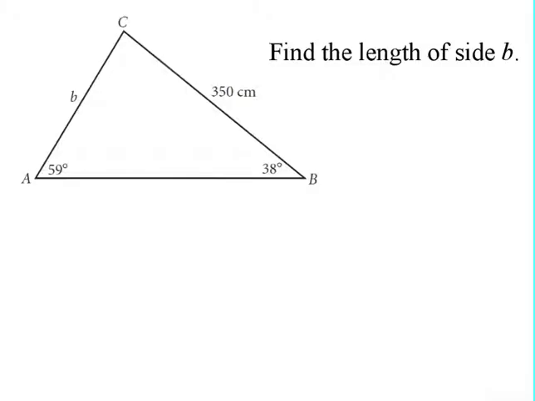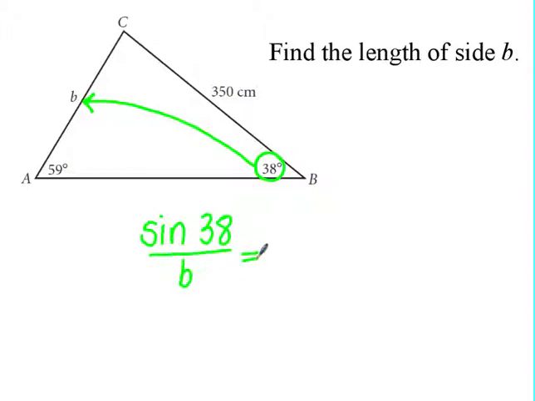Alright, so let's go ahead and look at this. Find the length of side B. So this is what we're looking for. We're looking for angle side combinations. So what side is angle 38 paired up with? B. This is the side. So I can write that as sine of 38 over B equals, okay, what side is 59 paired up with?